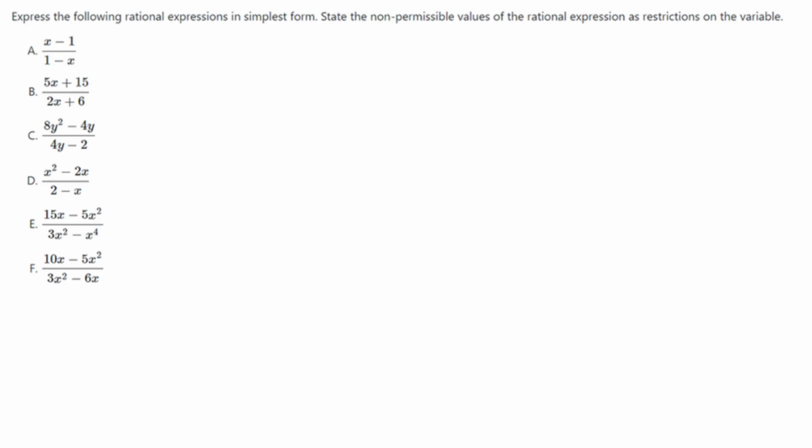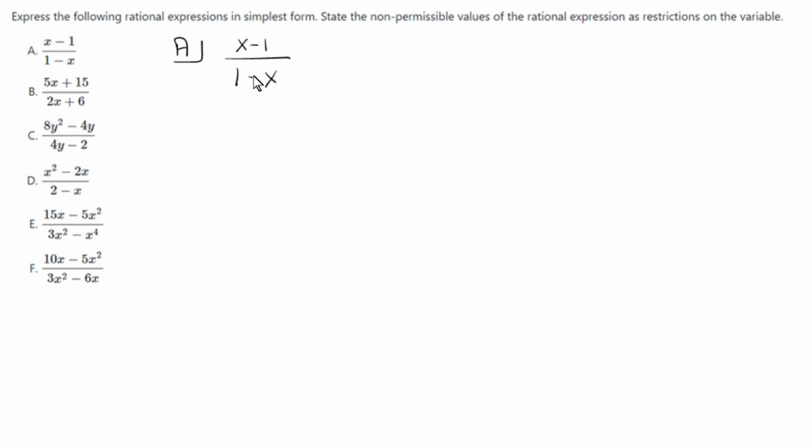Express the following rational expressions in simplest form. State the non-permissible values of the rational expression as restrictions on the variable. So in A, we have x minus 1 over 1 minus x.